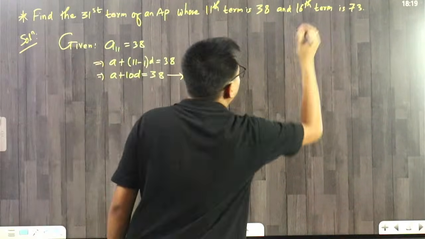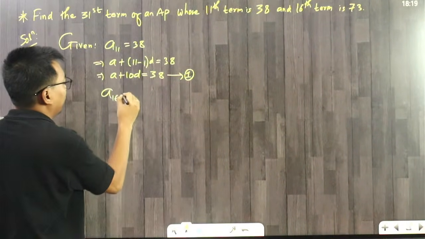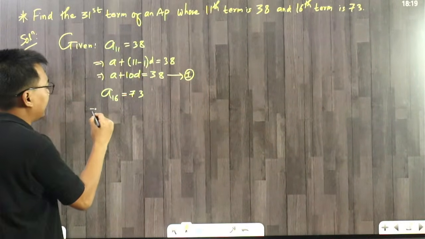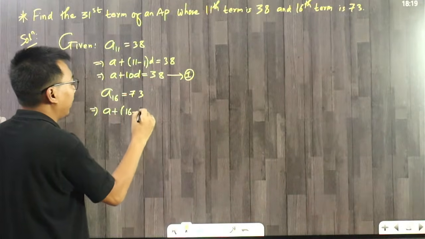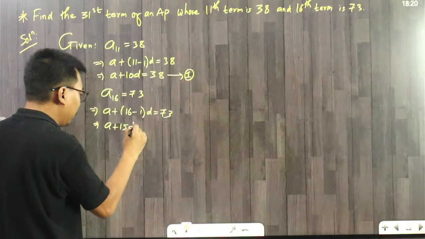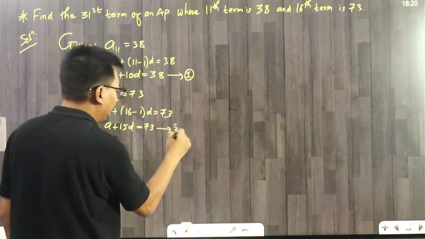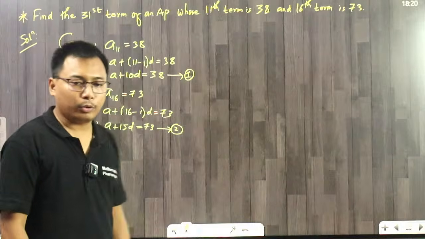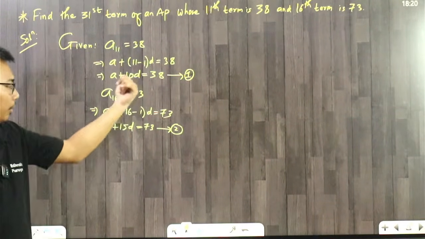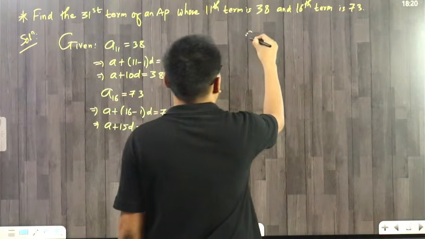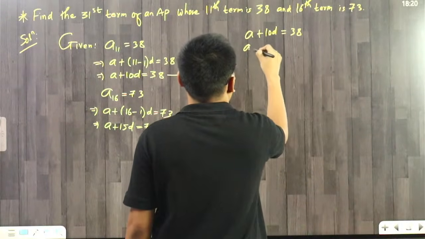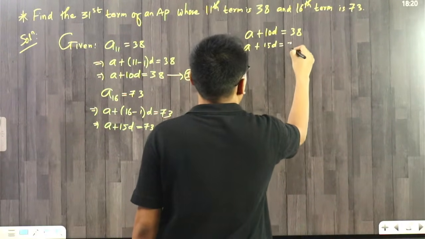Now, next, the 16th term is 73. So A16 is equal to 73. What is A16? A plus (16 minus 1)D equal to 73. And what is 16 minus 1? 15. So A plus 15D equal to 73. This is my equation number 2. So I have 2 equations right now, equation number 1 and equation number 2. Now, let's write it here. A plus 10D equal to 38. A plus 15D equal to 73.